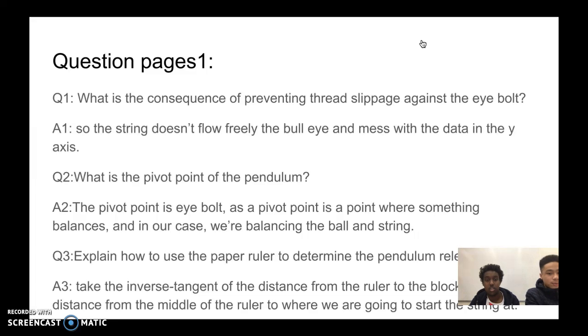And explain how you use the paper ruler to determine the pendulum release angle. You take the inverse tangent of the distance from the ruler to the block and the distance from the middle of the ruler to where we are going to start the string.